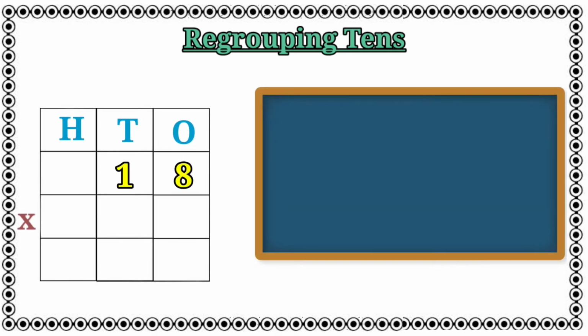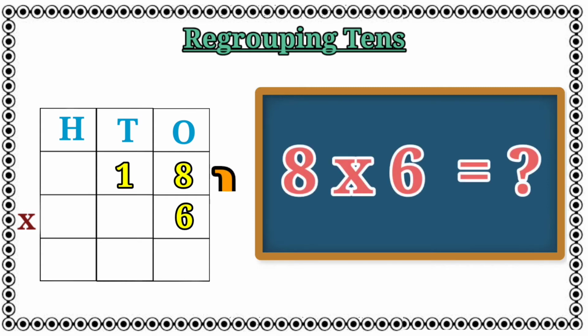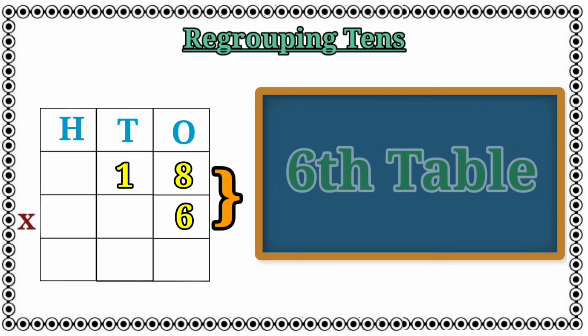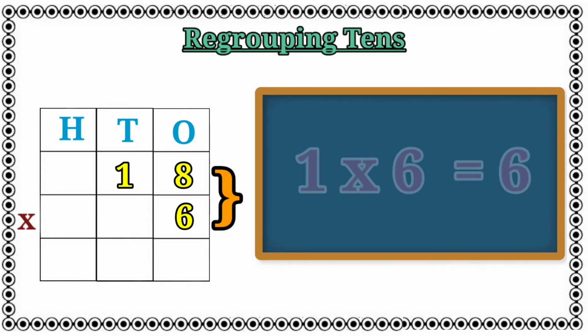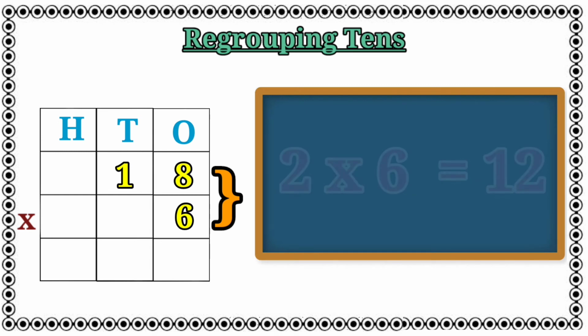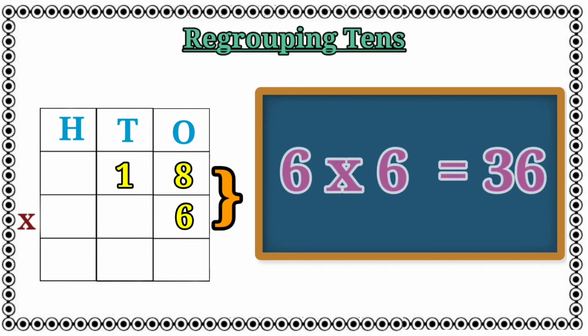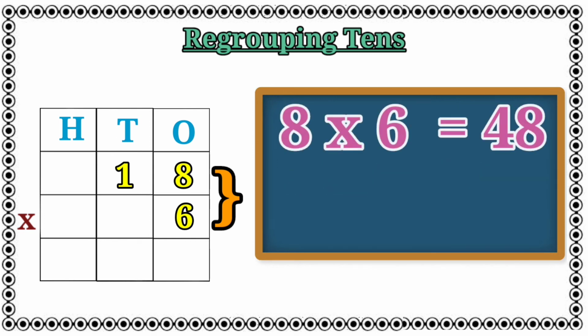18 into 6. First, we will multiply the ones column. 8 into 6. Now, which table can we use for this sum? Sixth table. Okay, let's tell it now. 1 6 is 6, 2 6 are 12, 3 6 are 18, 4 6 are 24, 5 6 are 30, 6 6 are 36, 7 6 are 42, 8 6 are 48. We'll get the answer 48.